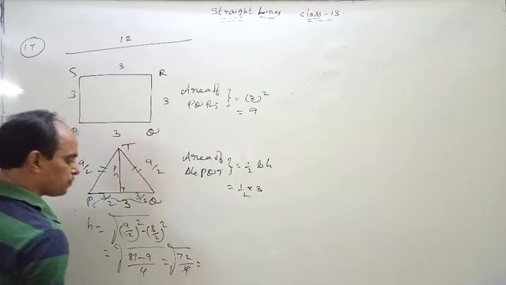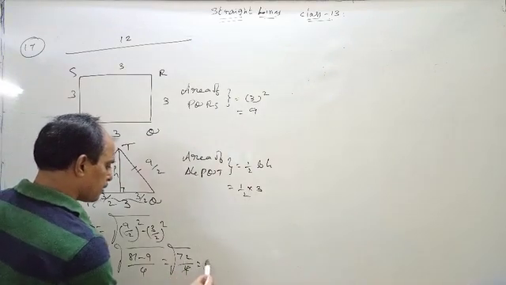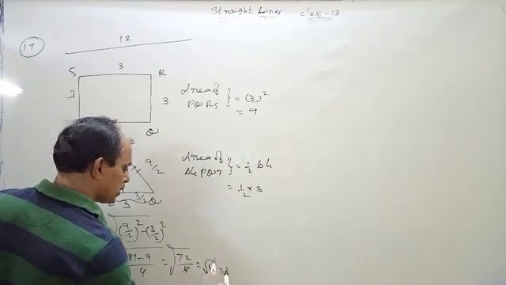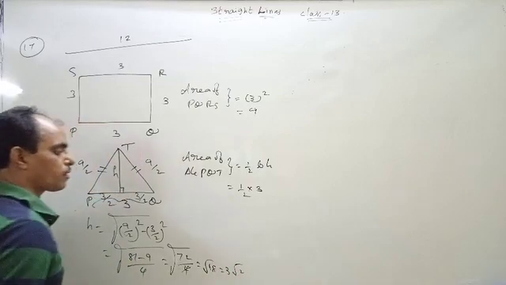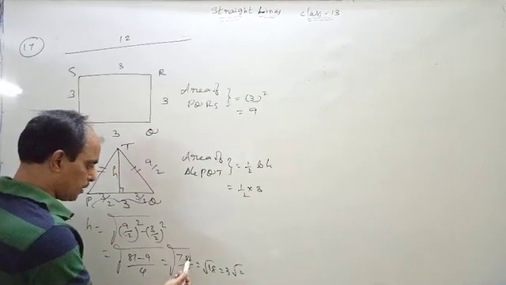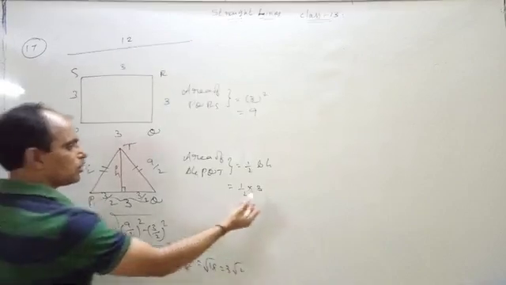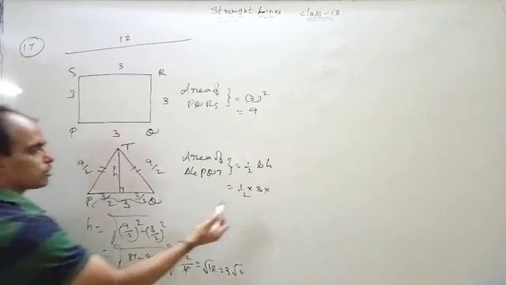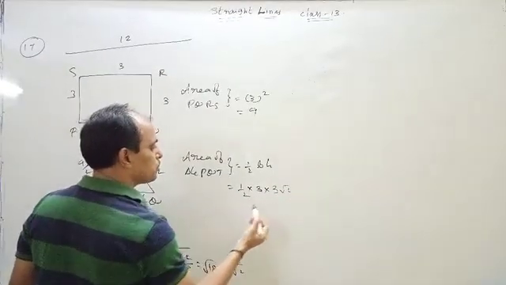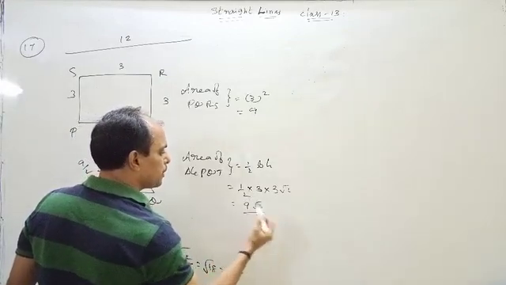We can write root 18, that is 3 root 2. Is it correct? 81 minus 9, that is 72. 72 by 4 is 18. Now that is 3 root 2. Now height will be 3 root 2. So that is 3 into 3 root 2, now it is 9 root 2 by 2.